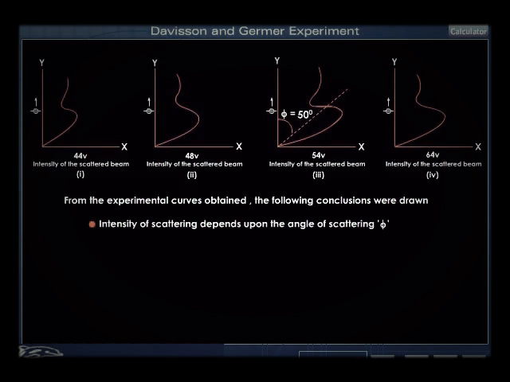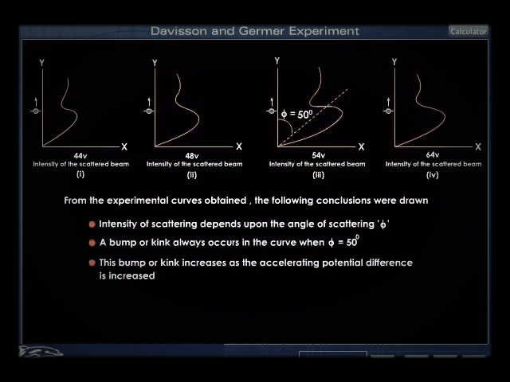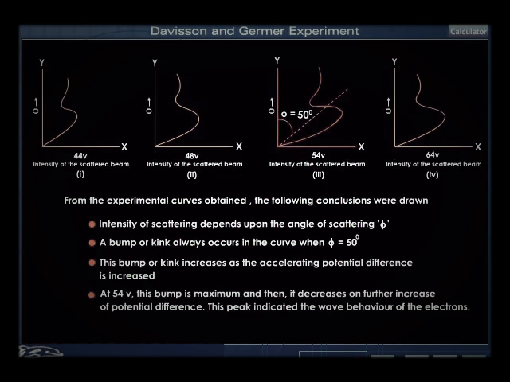Intensity of scattering depends upon the angle of scattering, phi. A bump or kink always occurs in the curve when phi is equal to 50 degrees. This bump or kink increases as the accelerating potential difference is increased. At 54 volts, this bump is maximum, and then it decreases on further increase of potential difference.